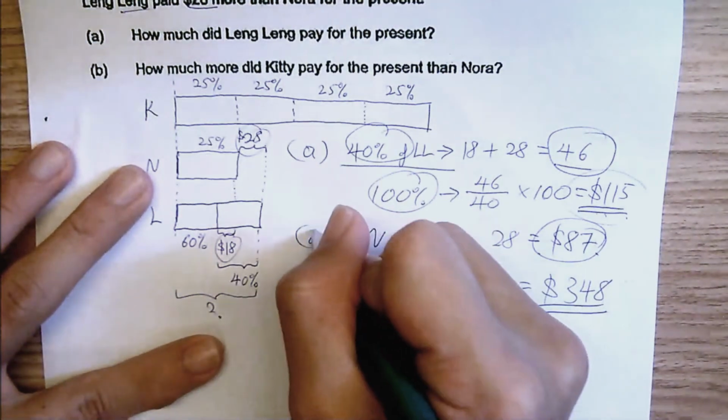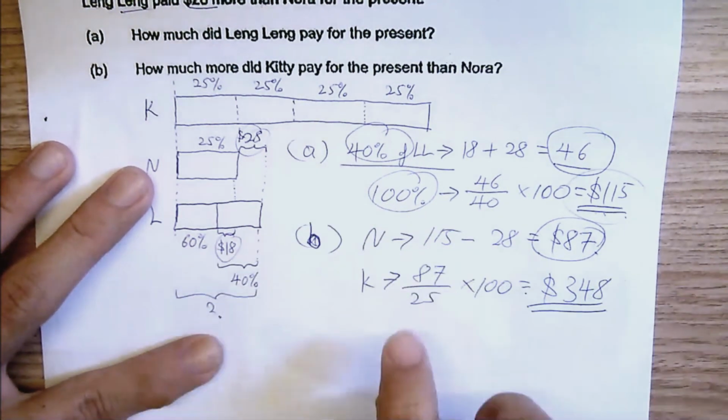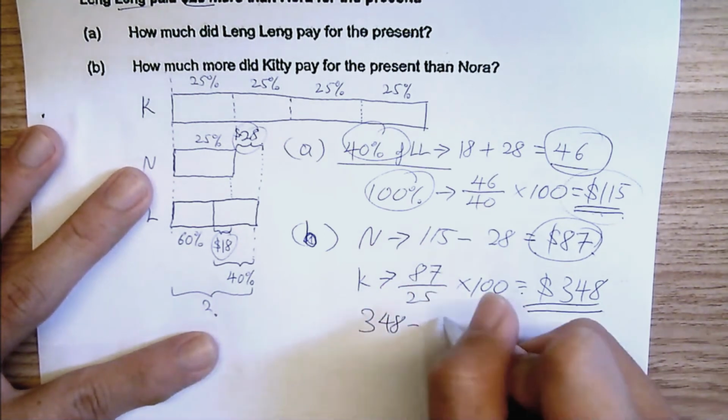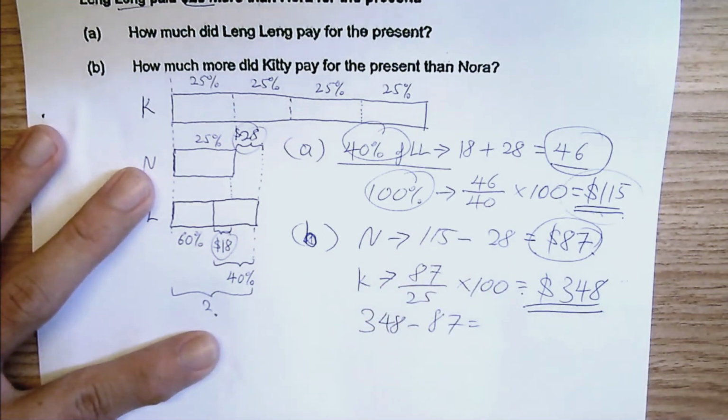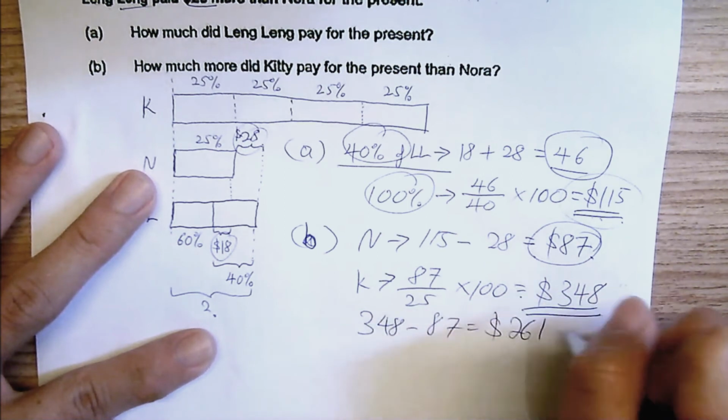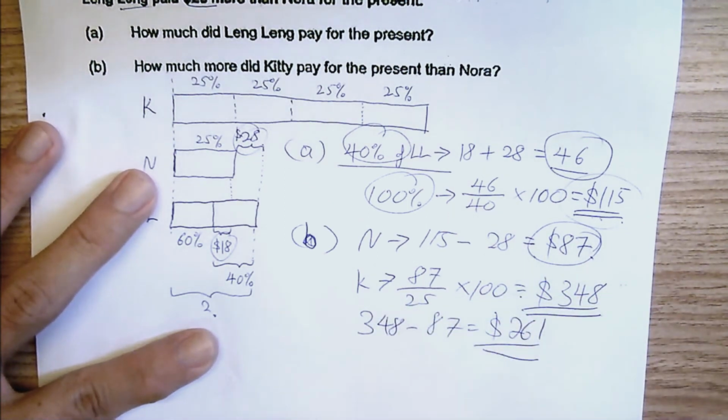Oops, sorry, this is not part A, part B. My bad. So to answer the question, we just take 348 minus Nora, which is $87, and that will give us 348 minus 87, 261. This is actually how you get the answer.